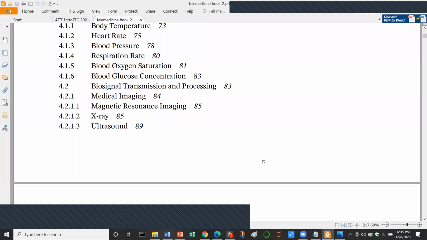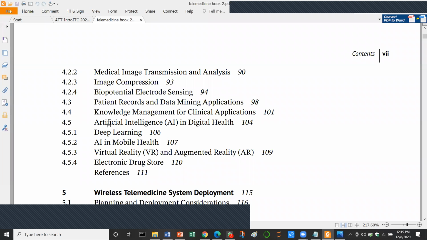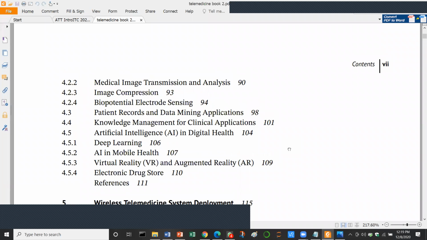So if we go ahead, we can see that 4.5 is added. This is related to artificial intelligence, and under 4.5 there are subtopics: deep learning, mobile health, virtual reality, augmented reality, and electronic drug store, which we covered here. But these three topics we still need to cover. So there are two possibilities for how we can cover them. One possibility is that I will extend the lecture slides.